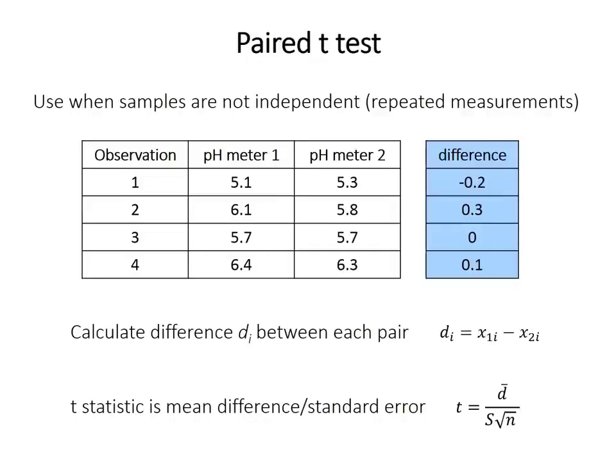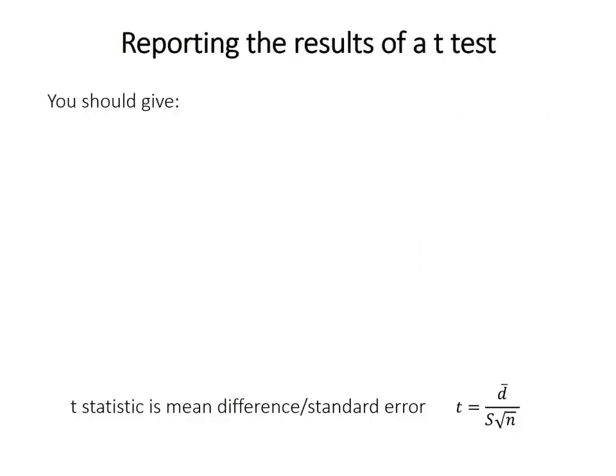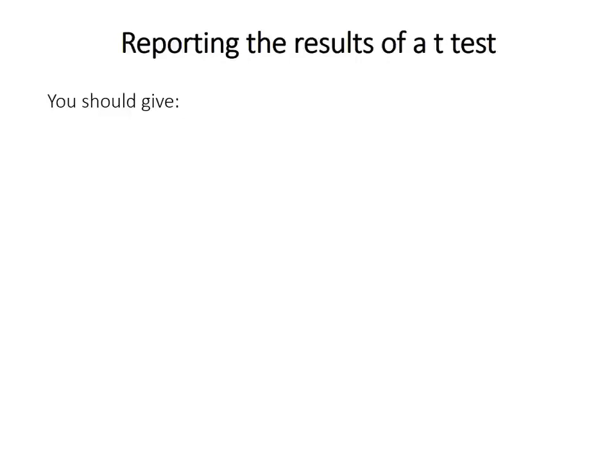In this case, the standard error is also calculated from those differences and not from the raw data. And we can just divide by the square root of n. There's no need to worry about the pooled standard error because the number of observations is the same in each of our two measurement categories. So after this point, the calculation of the p-value from this t-statistic works in the same way that it did with the standard test.